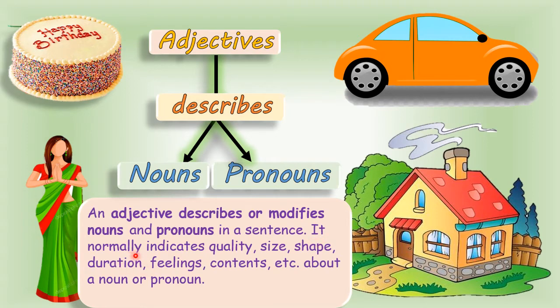It normally indicates quality. It tells how a noun or pronoun is. What is the kind of that thing? What is the type of the noun or pronoun? Yes, children. So that is what? Quality. What are the qualities? Like beautiful, sweet. These are what? Quality. Like large. Blue. Blue is what? Color quality.